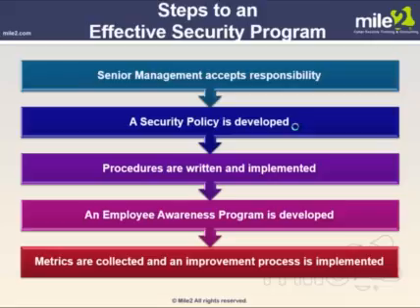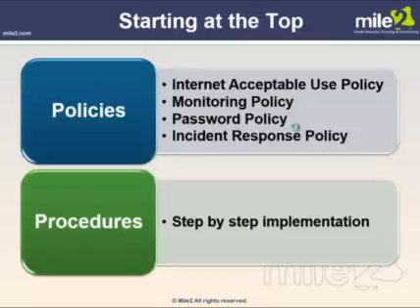Now, when it comes to the steps of an effective security program, we basically start with senior management, which generally will accept responsibility. We have a security policy, which is developed. We have procedures, which are written and implemented. An employee awareness program is developed. We also have metrics, which are collected, and an improvement process is then implemented. So let's take a look at some of that in greater detail.